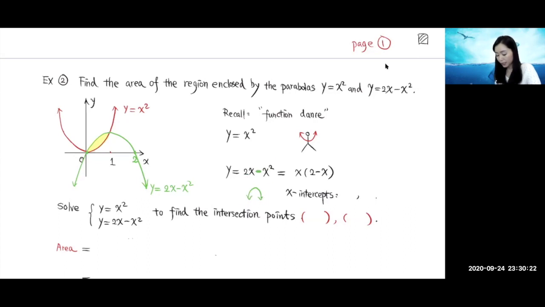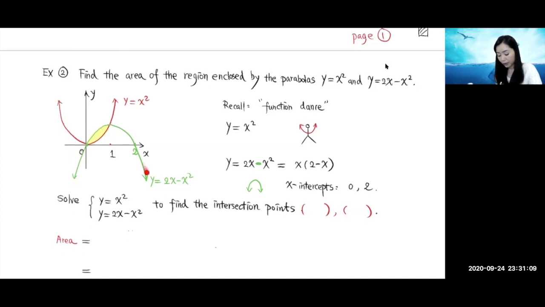When you factor this, we find that the x-intercepts will be 0 and 2. So we graph y equals x squared here, and we graph y equals 2x minus x squared over here with these two x-intercepts. The vertex of this parabola is between the two x-intercepts, so it will be when x equals 1. When x equals 1, y will be equal to 1. We substitute. Okay, this is the parabola for this one.